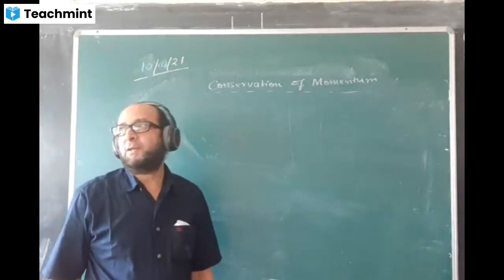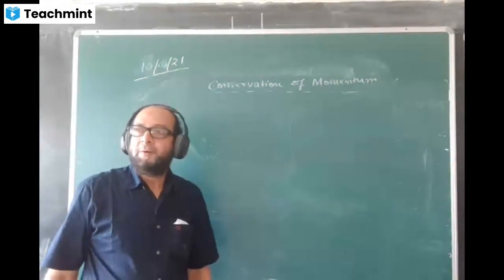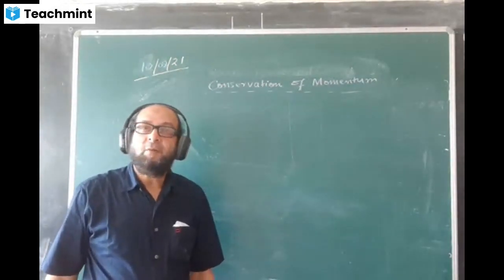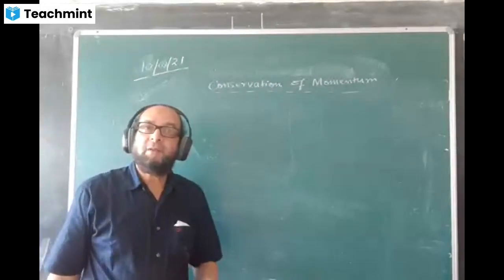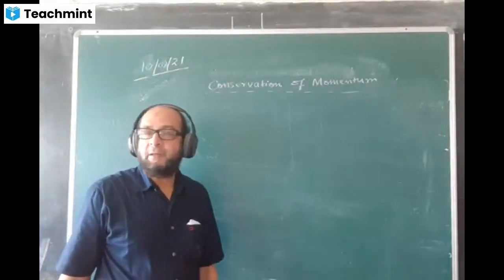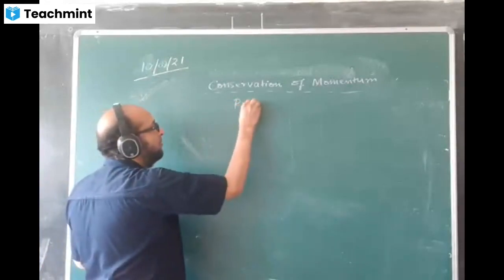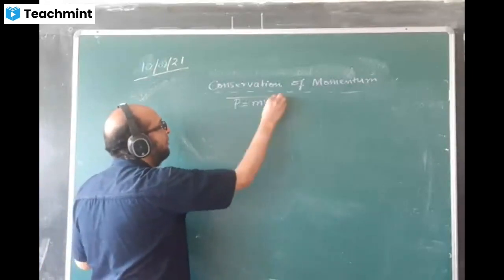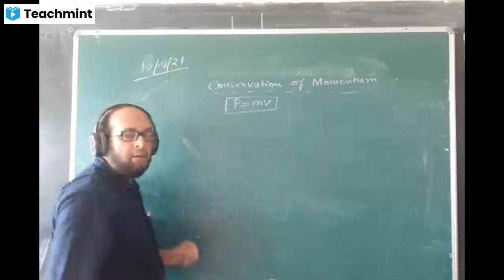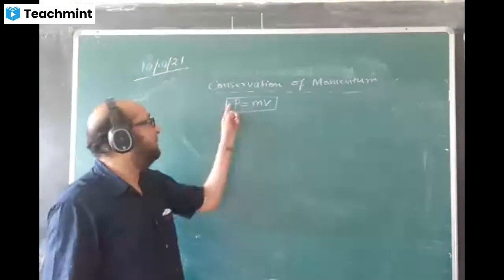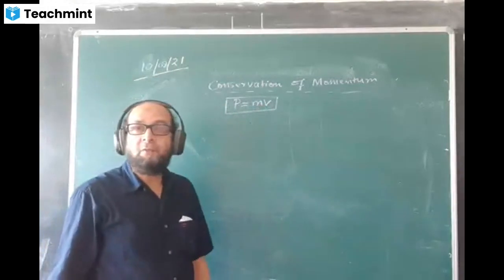The relationship between momentum and kinetic energy is also there. What is momentum? The product of mass and velocity. P is equal to mv. This is called momentum. Momentum is a vector quantity. It acts in the same direction as the direction of velocity.